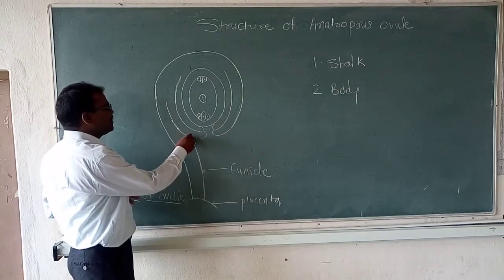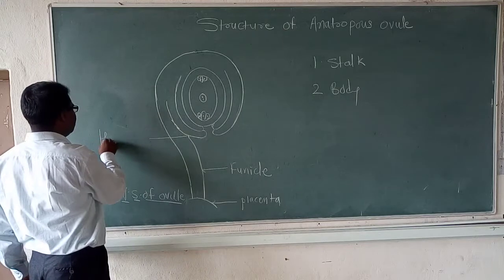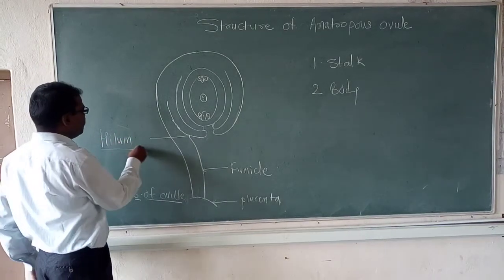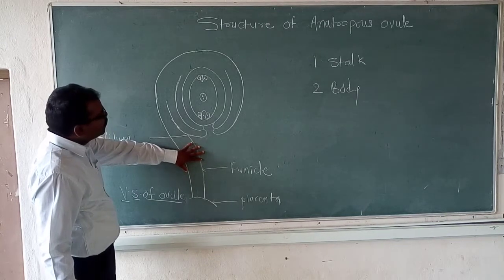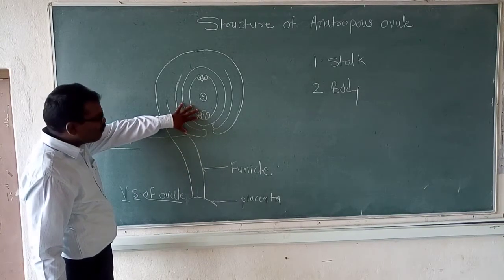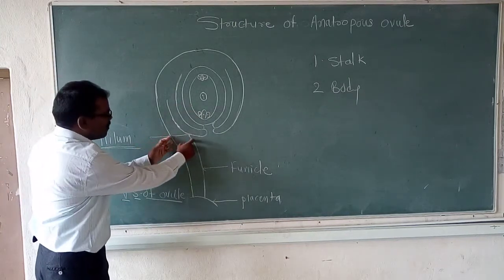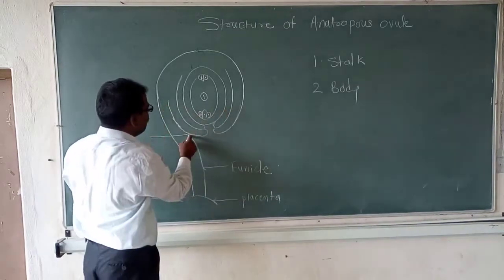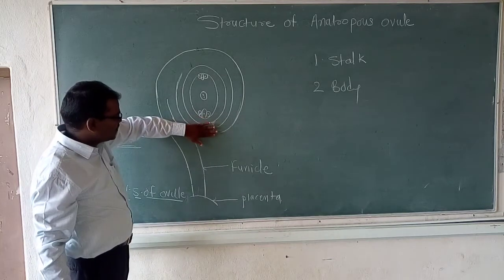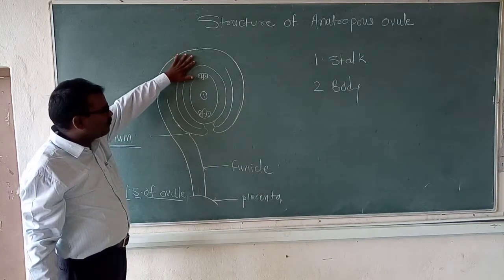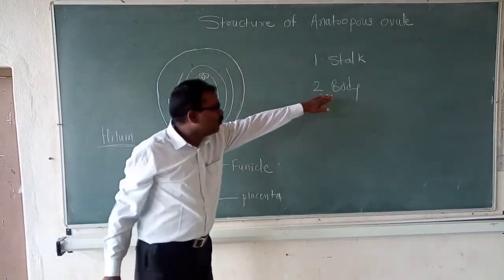Then next point is hilum. This point is called hilum. The point of attachment of funicle to the body of ovule is called hilum. Then next part of the ovule is body of the ovule.